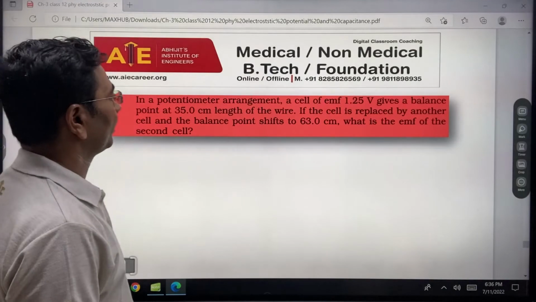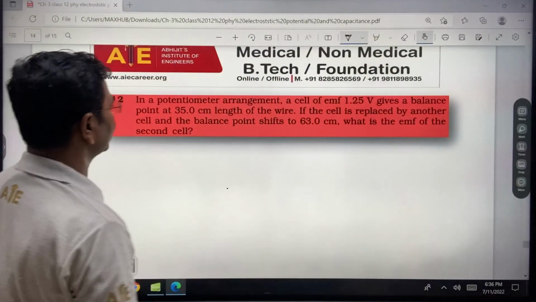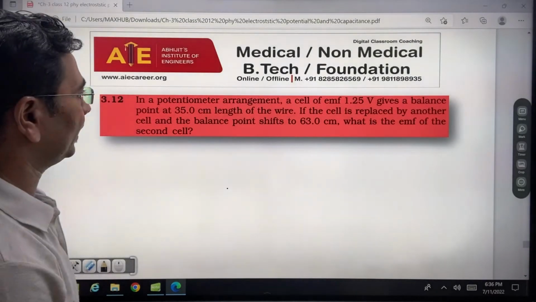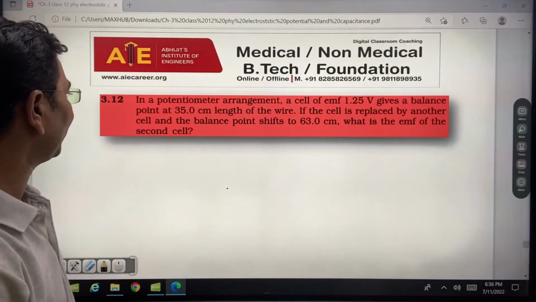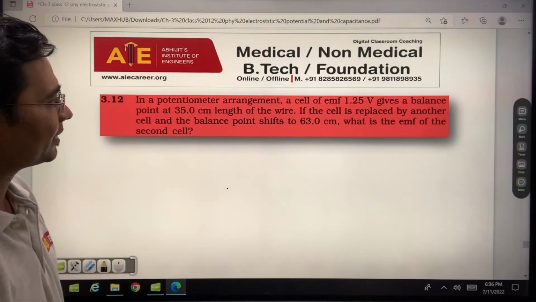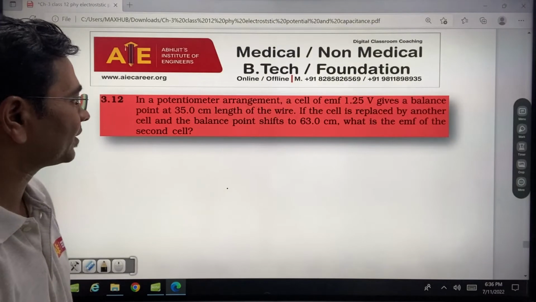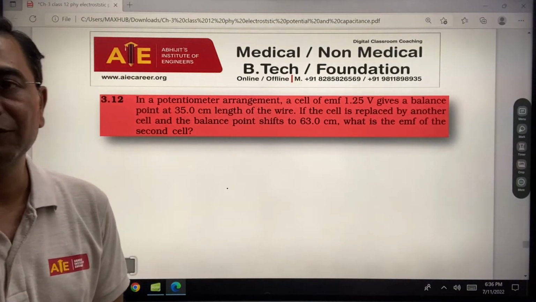3.12. So potentiometer है हमारे पास एक. So let's read the question first. मेरे पास potentiometer है, arranged एक cell है of EMF this much, gives a balance point at this much length of the wire. If the cell is replaced by another cell and the balance point shifts to this point, what is the EMF of the second cell? So what is the EMF of the second cell?